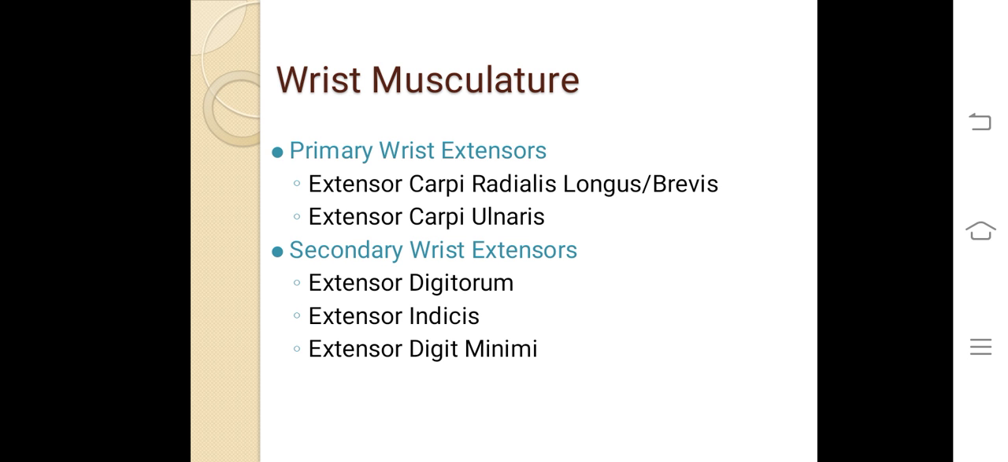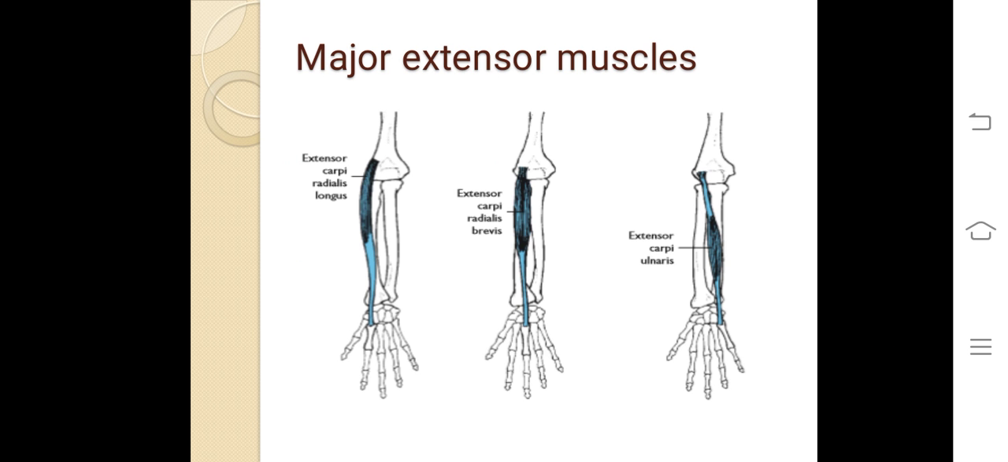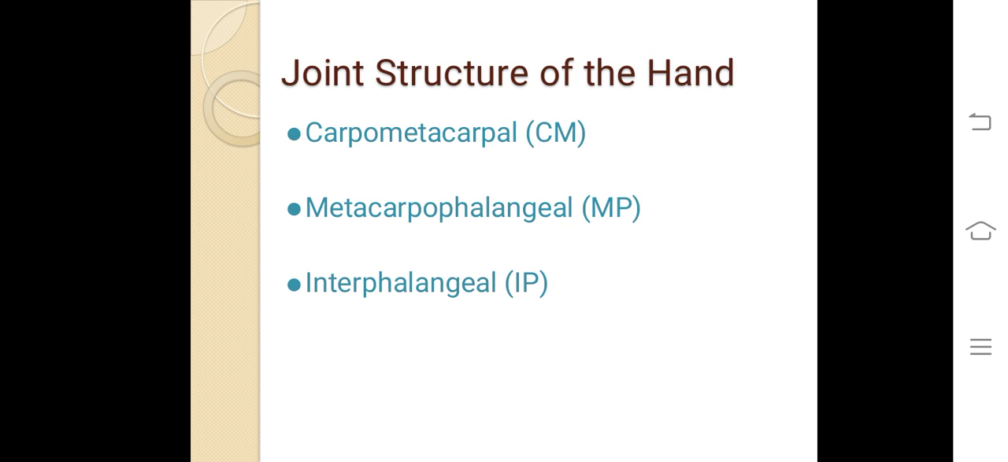Wrist musculature of the extension movement. Primary wrist extensors and secondary wrist extensors. Extension and hyperextension at the wrist result from the contraction of these muscles. These are images of the extensor muscles.